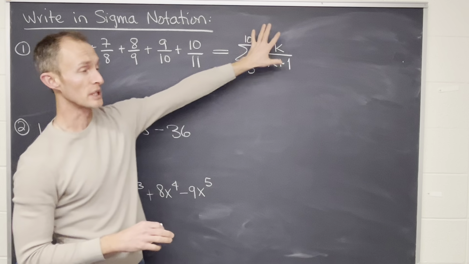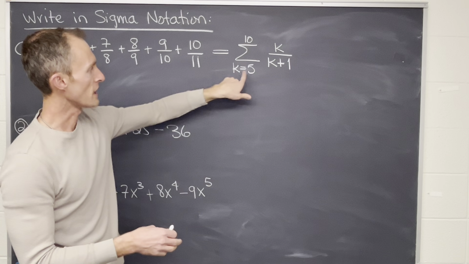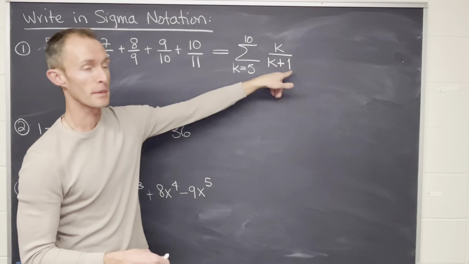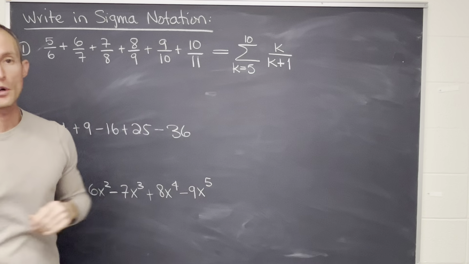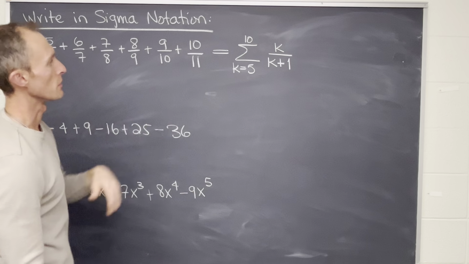So this would be completely fine, and then what you always want to do is just spot check it. So if k is 5, I get 5 divided by 6, good. If k is 6, I get 6 divided by 7. If k is, say, 9, I get 9 over 10. Okay, so I'm going to gather all of my terms. When k is the last one, 10, I get 10 over 11.